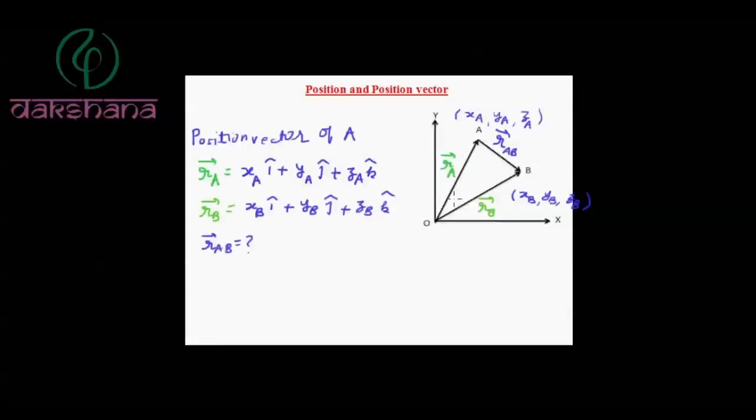Now in triangle ABO, if I apply the triangular rule of addition of vectors, what I find is OA plus AB is equal to the resultant, that is OB, from the vector addition rule.